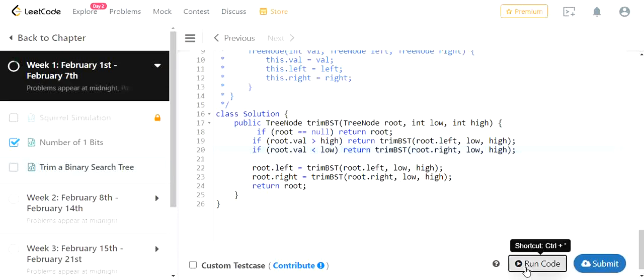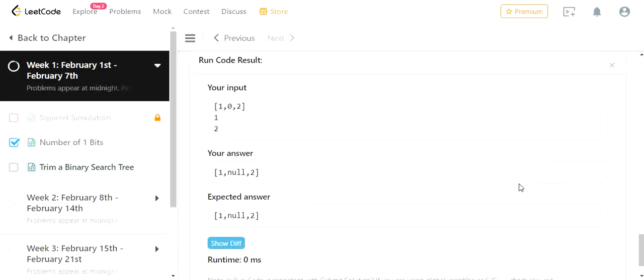Let's run. You can find both the iterative and recursive code in the link in description. So yes.